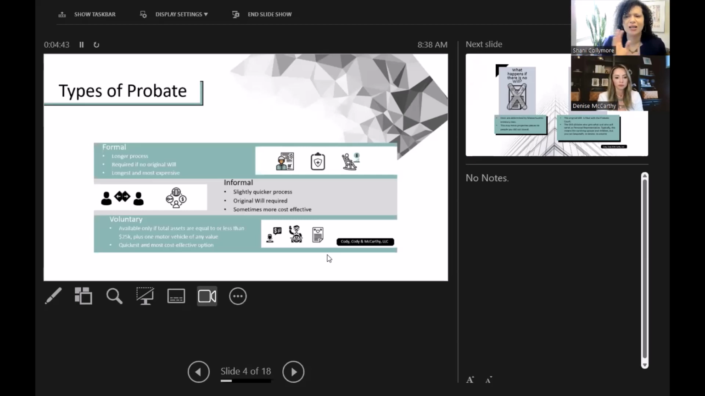So there are different kinds of probate. I don't want to get too detailed into it, but there are essentially three forms of probate: a formal process, an informal process, and a voluntary process.